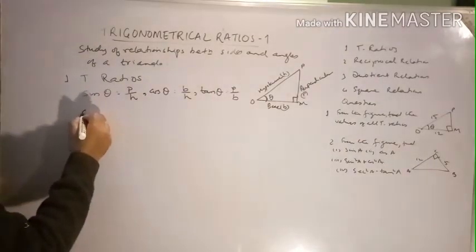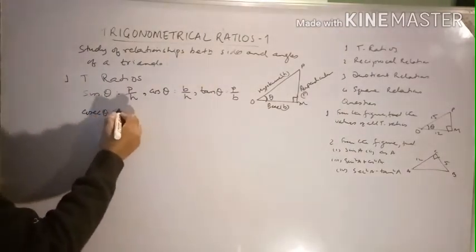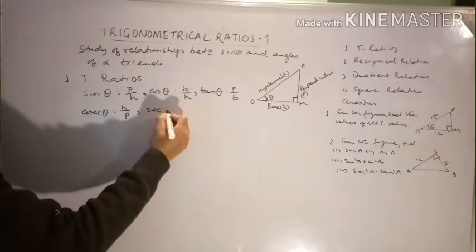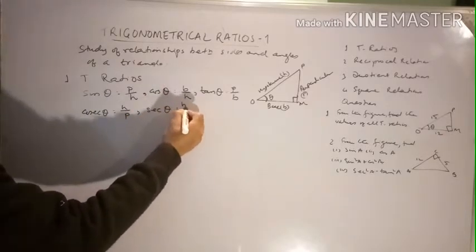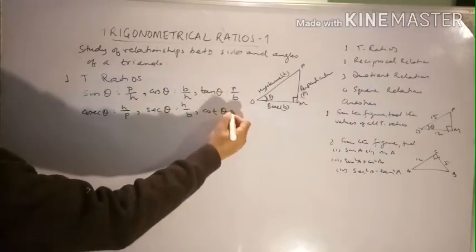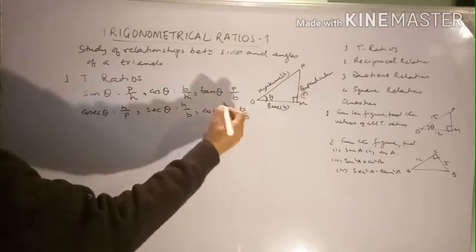And the reciprocals: cosec theta equal to H by P, sec theta, the reciprocal of cos theta, is H by B, and cot theta, the reciprocal of tan theta, is B by P.